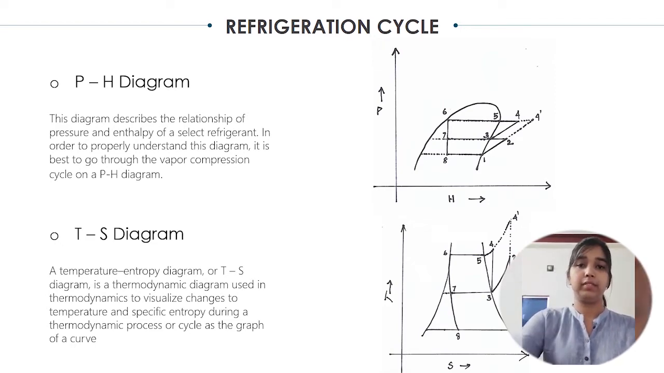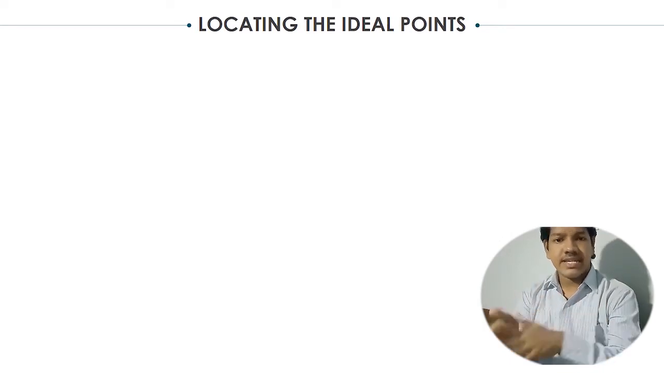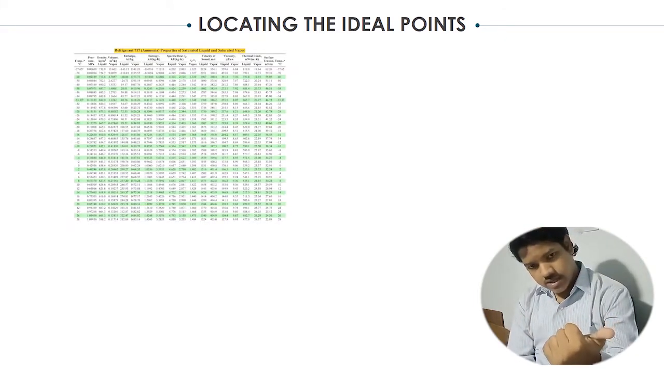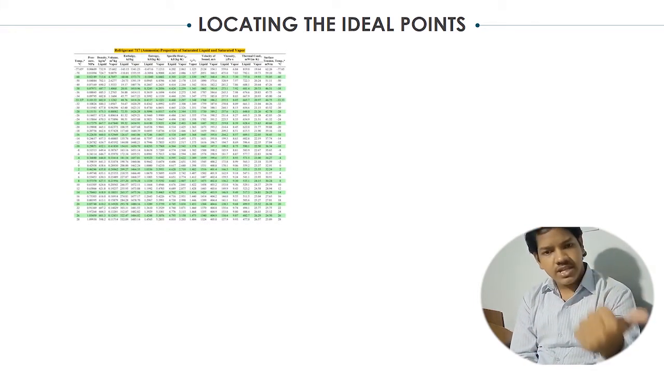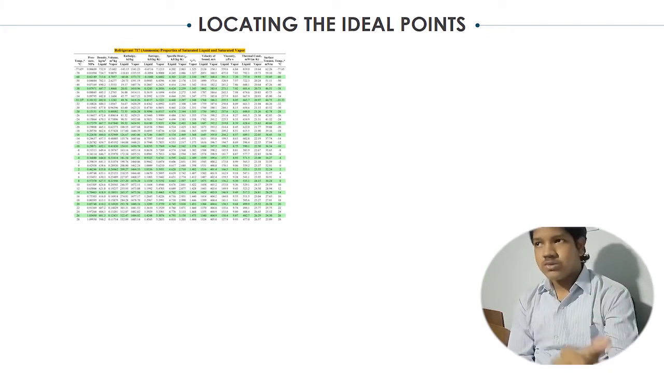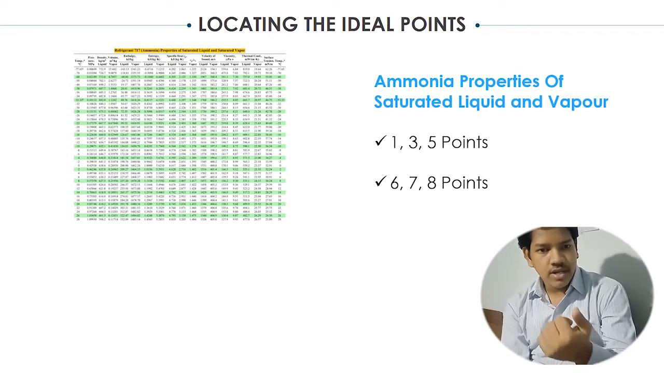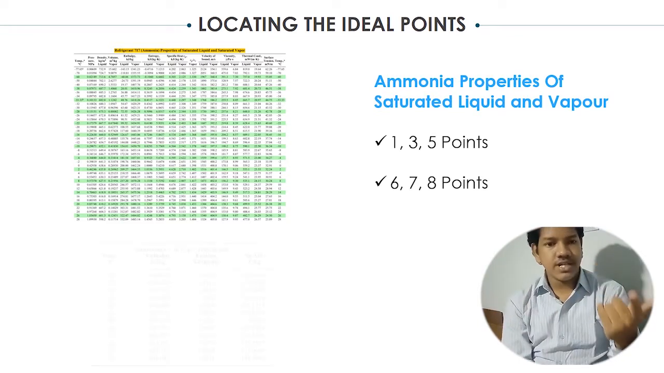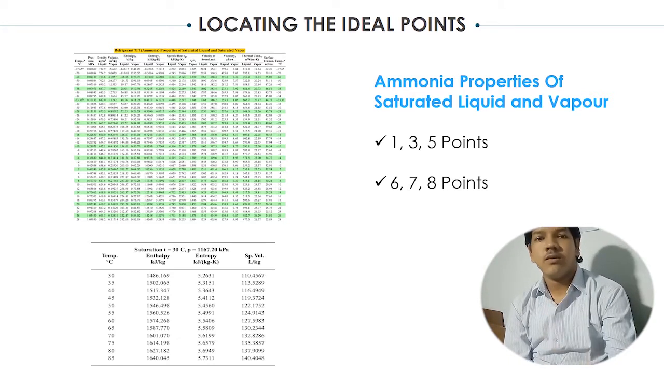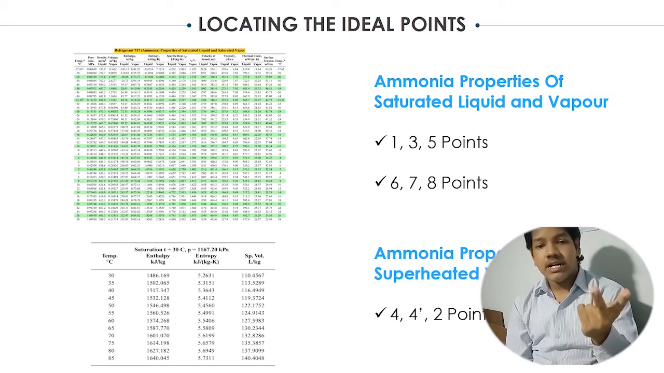Thank you. Now, in order to calculate the properties of the points on the pH and TS diagram, we need specific charts and tables. First we need the ammonia saturated vapor and liquid table. For that, we would track down the points such as 1, 5, 6, 7, 8, and lastly we need the superheated vapor table for 30 degrees Celsius saturation. From that we would track down the 4 dash and 2 points.